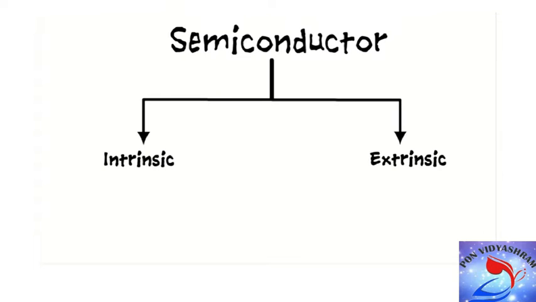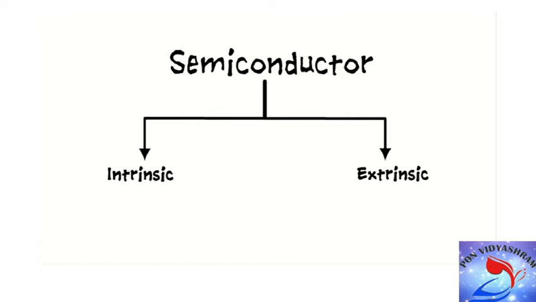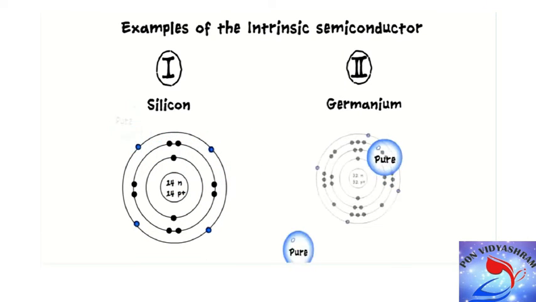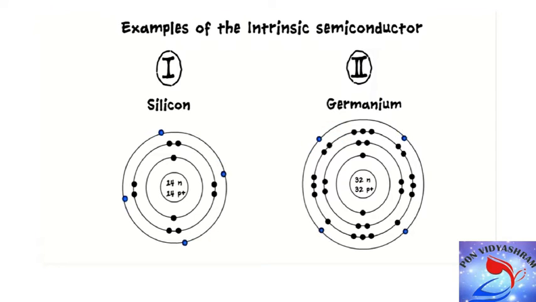The types of semiconductors are intrinsic and extrinsic semiconductors. Intrinsic are the pure ones and extrinsic are the impure semiconductors. The major intrinsic semiconducting materials are silicon and germanium. In silicon and germanium, the outermost shell is not filled, it's partially filled. So it has 4 valence electrons in each of them.